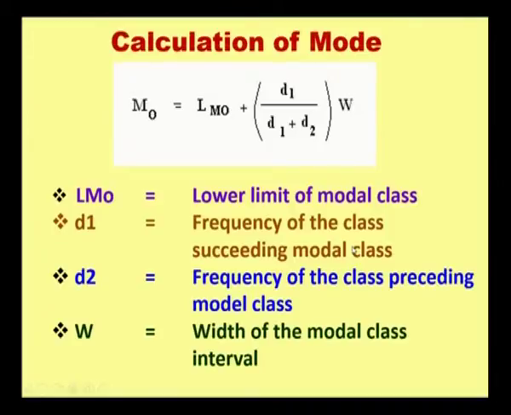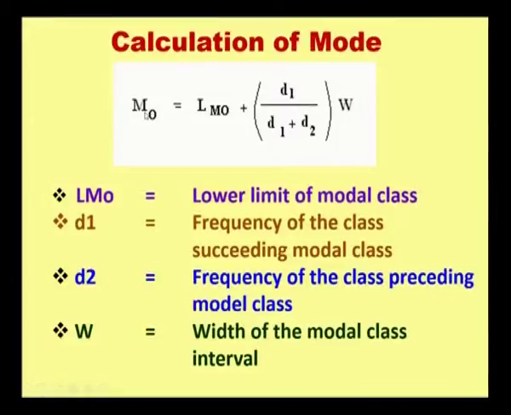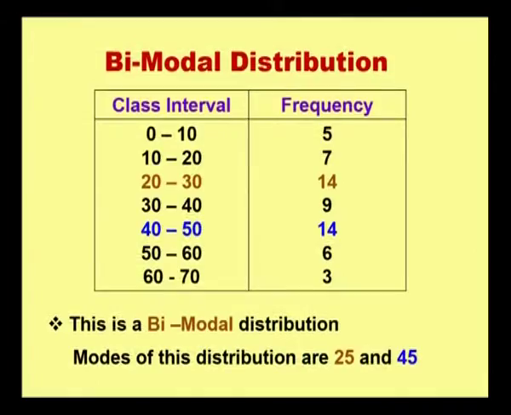And now let us see the formula for calculating the mode. Look at the formula: the mode is equal to L suffix MO plus D1 by D1 plus D2 into W. And here L suffix MO is the lower limit of the modal class. So, what is the lower limit?